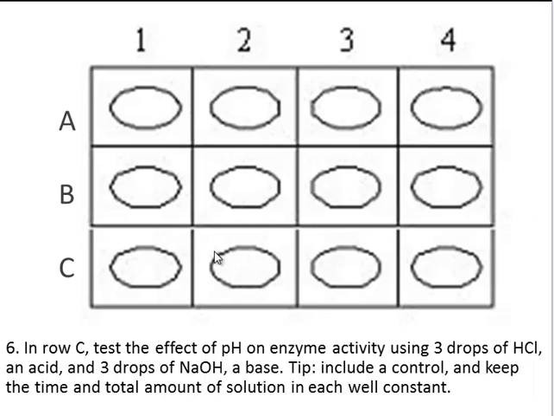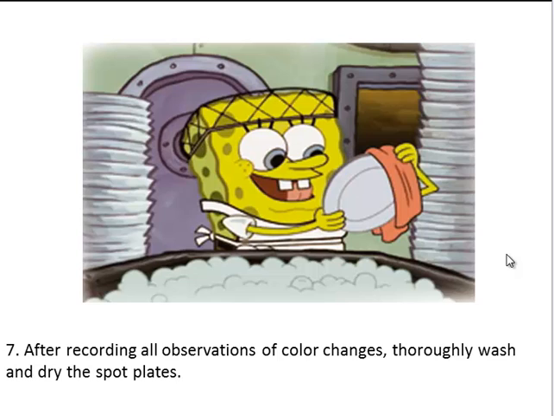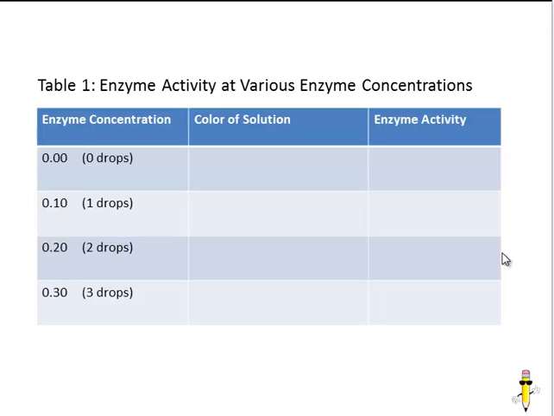And then finally, you're going to use row C to conduct an investigation on pH. There will be hydrochloric acid and sodium hydroxide, a base, available in the lab. Again, you can conduct the experiment how you wish, but 3 drops is a recommended amount of acid and base, and make sure that you keep time and the total amount of solution in each well constant. Once you've done those 3 experiments, you're going to wash and dry your spot plates thoroughly. And your results can be recorded in a data table like this one.